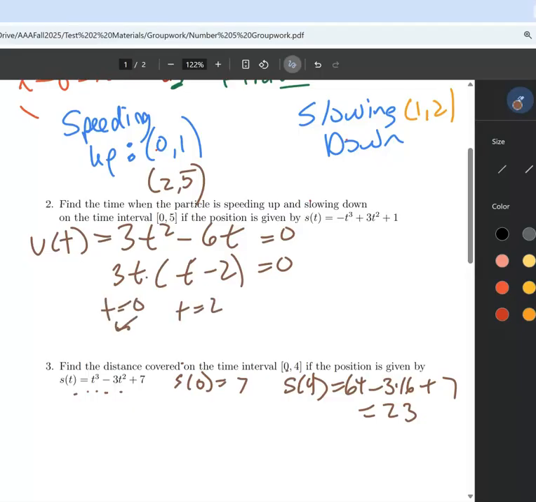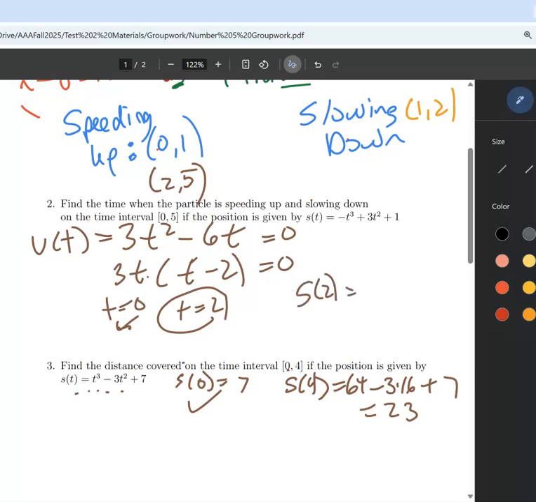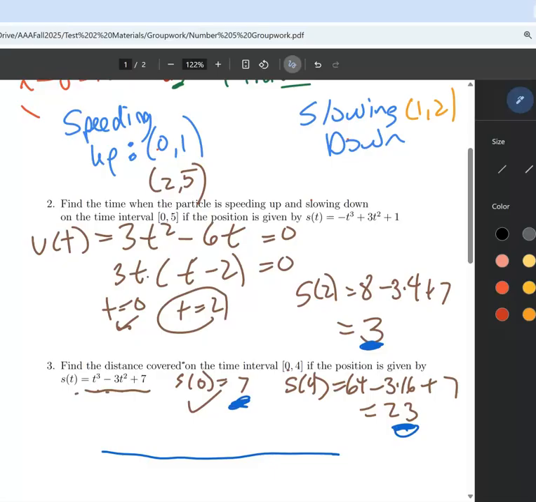Well, I've already used t equals 0, right? So I'm interested to find out where it's at at time 2. So s of 2 gives me, and I'm putting it back into here, 8 minus 3 times 4 plus 7. So 8 and 7 is 15, minus 12 is 3. Okay, so now let's draw this. So let's talk about what numbers actually go on the number line. This number 7, this number 23, and this number 3. Those are the ones that go on the number line. So I'm just going to put them 3, 7, 23.